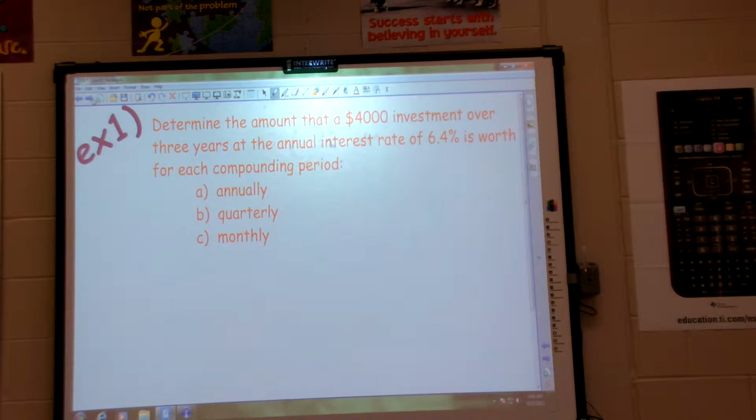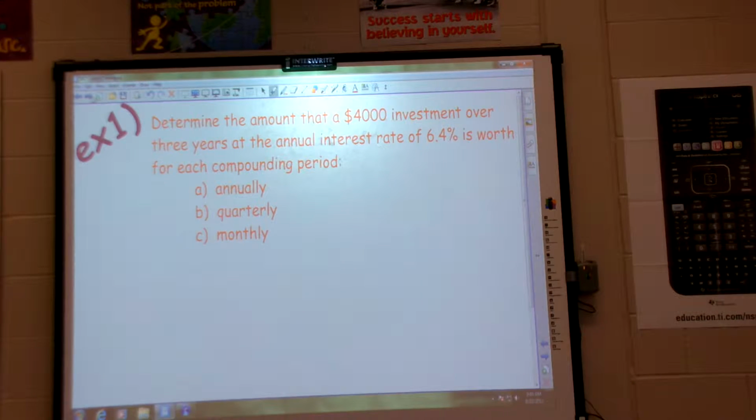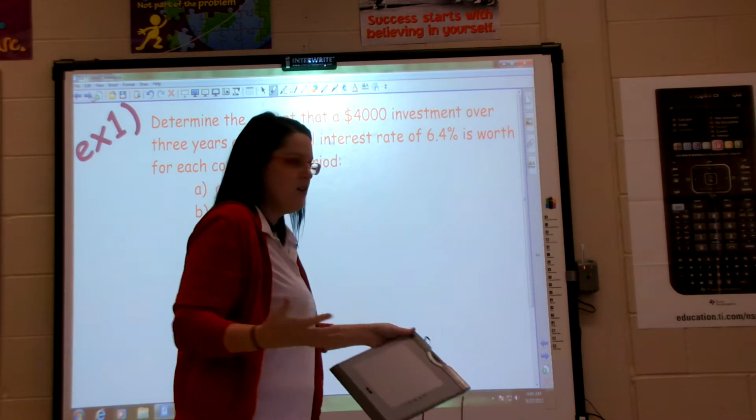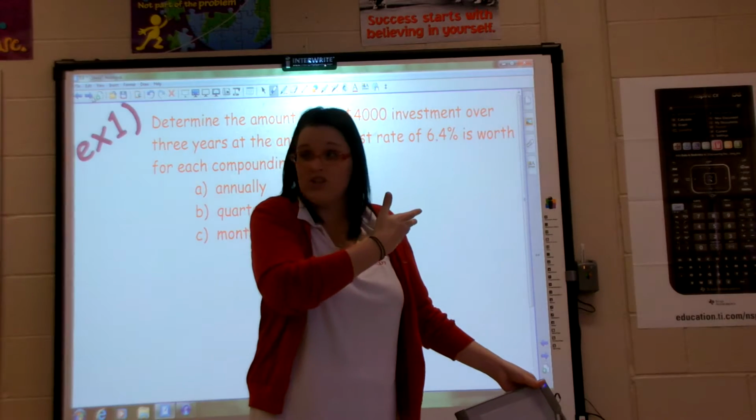Okay, so here we go. Determine the amount that a $4,000 investment is worth after 3 years. Annual interest rate is 6.4%. We're first going to find it annually, quarterly, and monthly. You see how it says compounded annually? You should know right away it's the formula I just gave you.